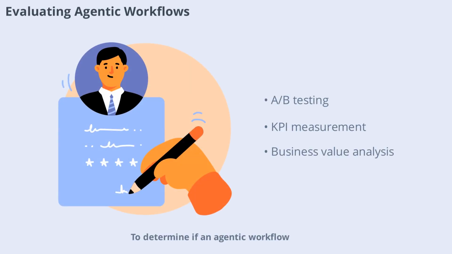Determine if an agentic workflow delivers business value over traditional heuristics. Set up an A/B testing framework. Measure objective KPIs such as task resolution success rate, average user interaction duration, automation redirection rates, operational costs, and human agent takeover requests. This data-driven approach provides clear insights into the effectiveness of AI-driven automation.